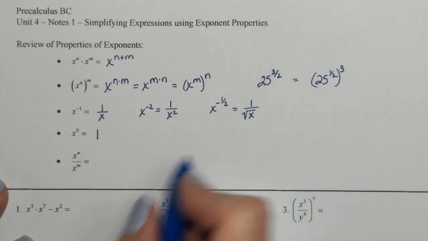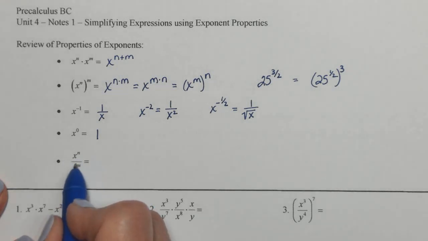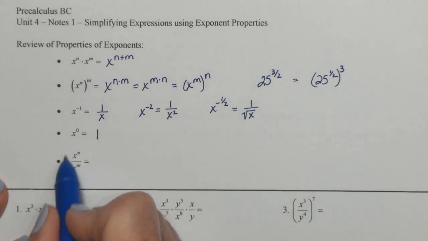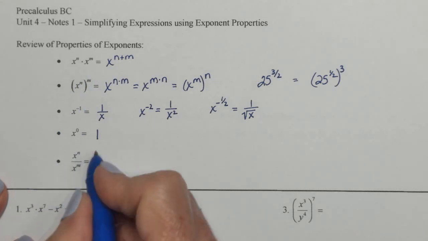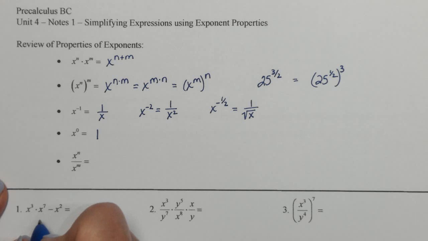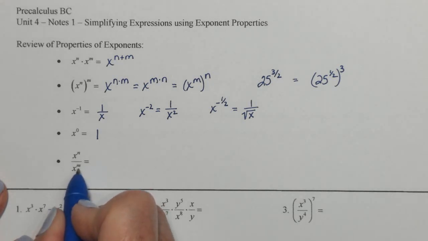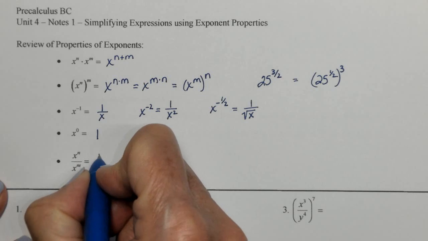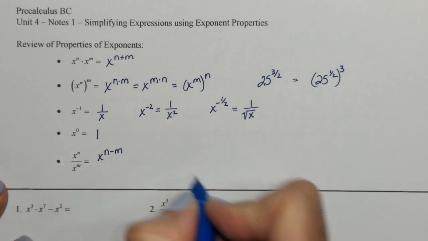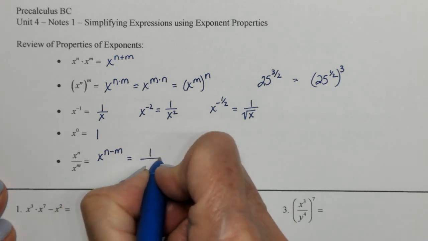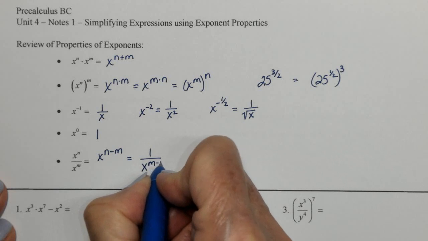Okay? All right, what if we are dividing? I probably should have put this property right after multiplying. What if we're dividing two same bases? Well, what I do is I look at which exponent is larger. Is n or m larger? That's going to determine where I'm going to put my expression. So this can be written as x to the n minus m, or if m is bigger than n, I would write that as 1 over x to the m minus n.